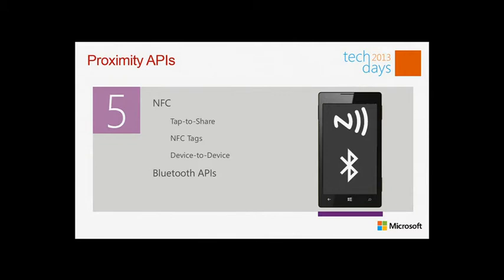Related, but not exactly the same thing, is Bluetooth APIs. Usually you use these together. So you would use NFC to advertise and communicate and be able to find each other, and then you would use Bluetooth to actually do the actual communication between devices.